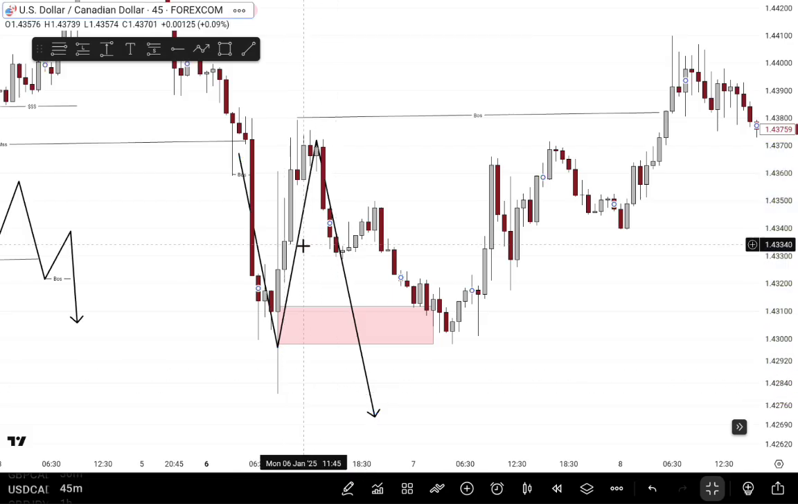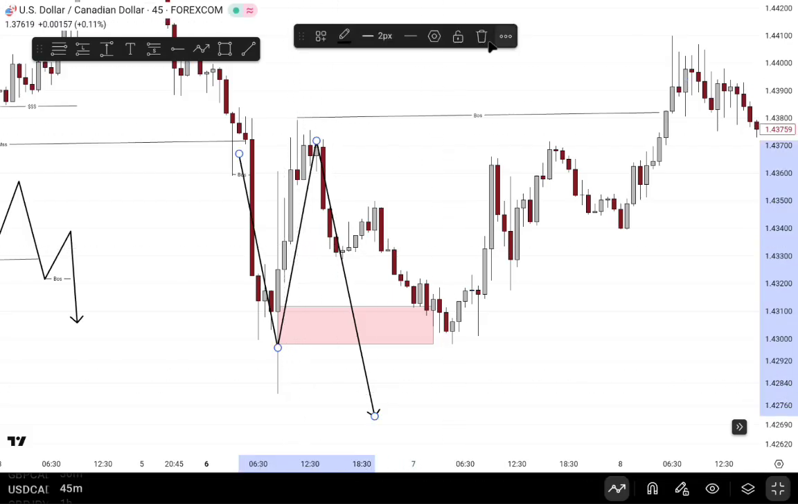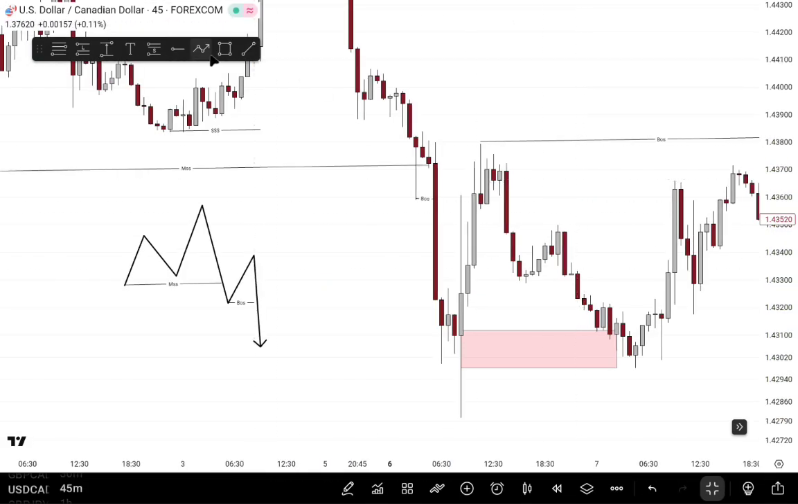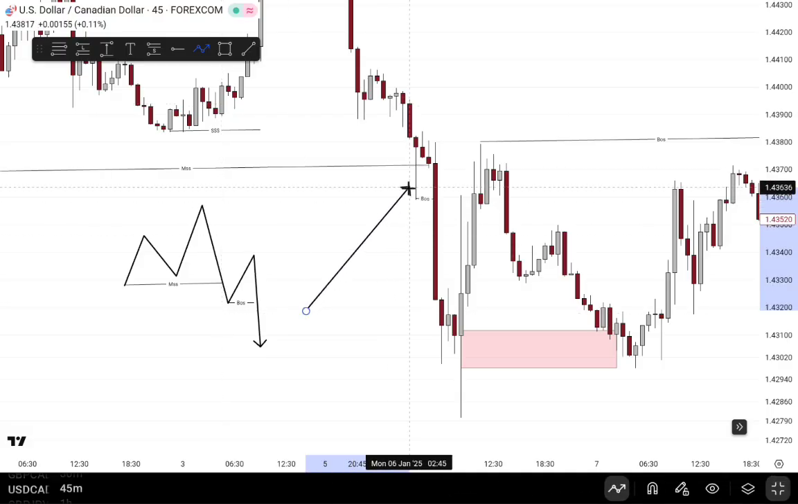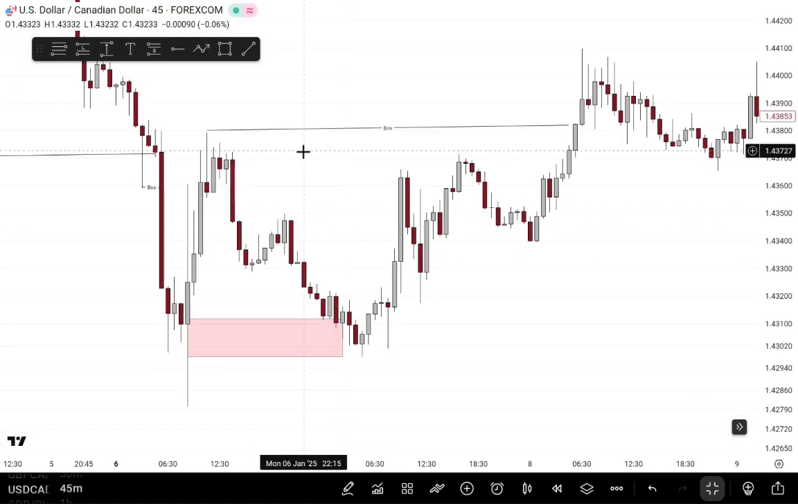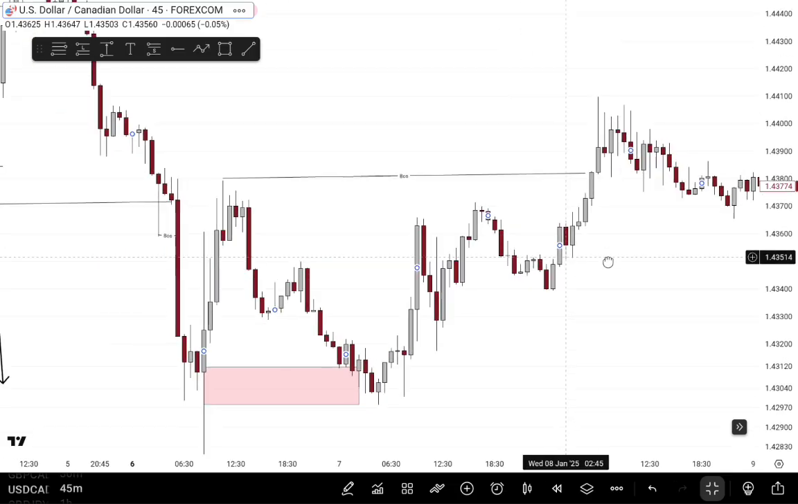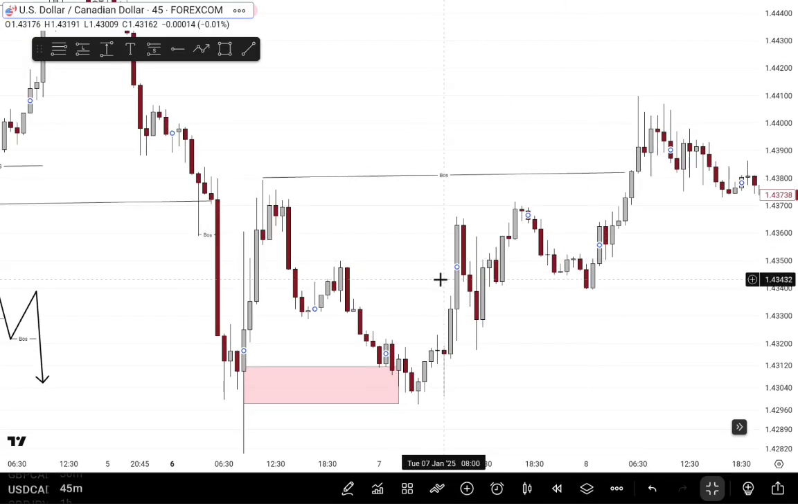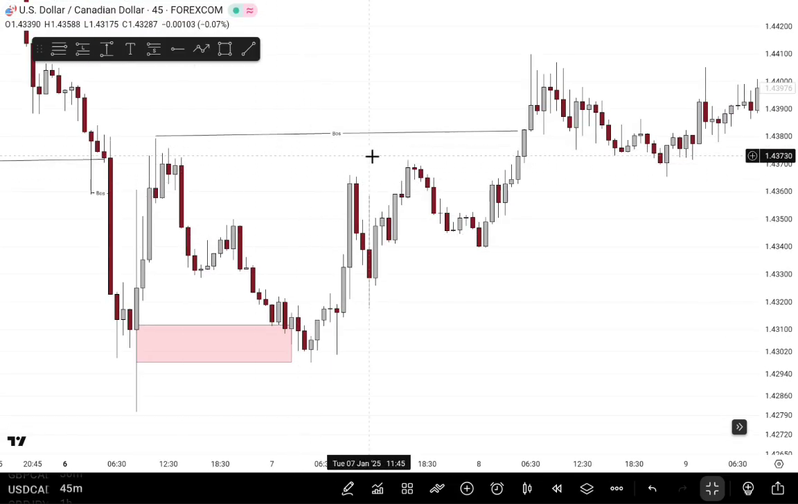So at this point, this weak rejection you are currently seeing here, all right? This weak rejection you are seeing here is not a break of structure. Please know how you mark your break of structure. Now we have this break to the upside. I'm not going to call it a market structure shift, yes, because this is just a break of structure.